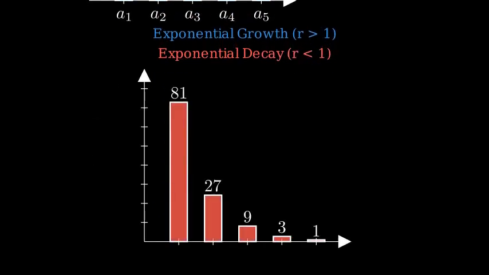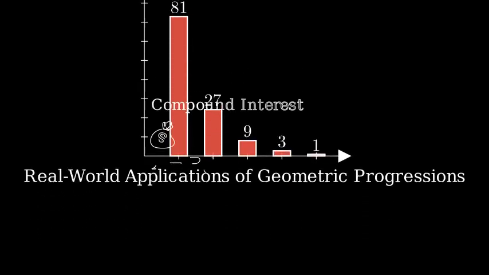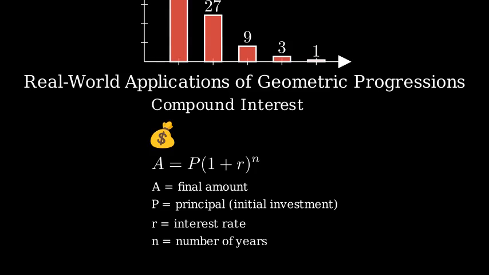Geometric progressions have many real-world applications. Let's explore a few examples. One common application is compound interest in finance. If you invest $P at an annual interest rate of r, compounded annually, then after n years, the amount A is given by A equals P times (1 plus r) raised to the power of n. This is a geometric progression with first term P and common ratio 1 plus r.